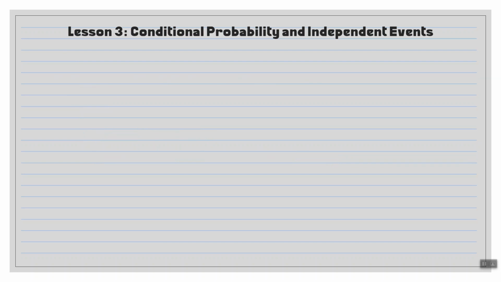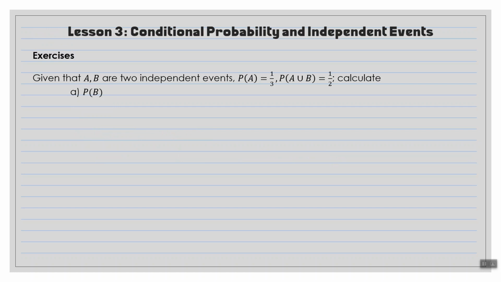Let's do another one. Given that A and B are two independent events, the probability of A is 1 over 3. The probability of A union B is half. Calculate the probability of B. This might need a little bit more work than the previous one. Let me show you how. I am actually going to start from the given, from the probability of A union B. I know that the probability of A union B is equal to the probability of A plus the probability of B minus the probability of AB.